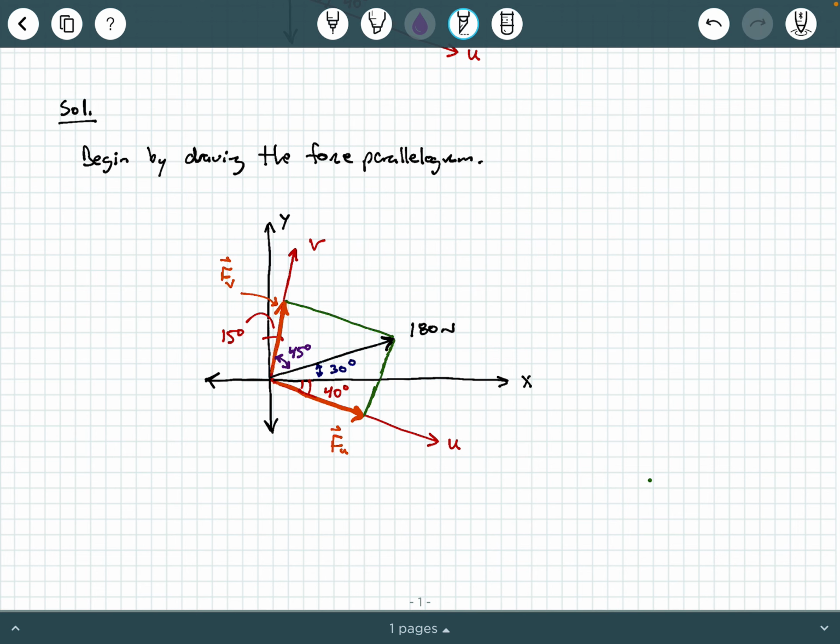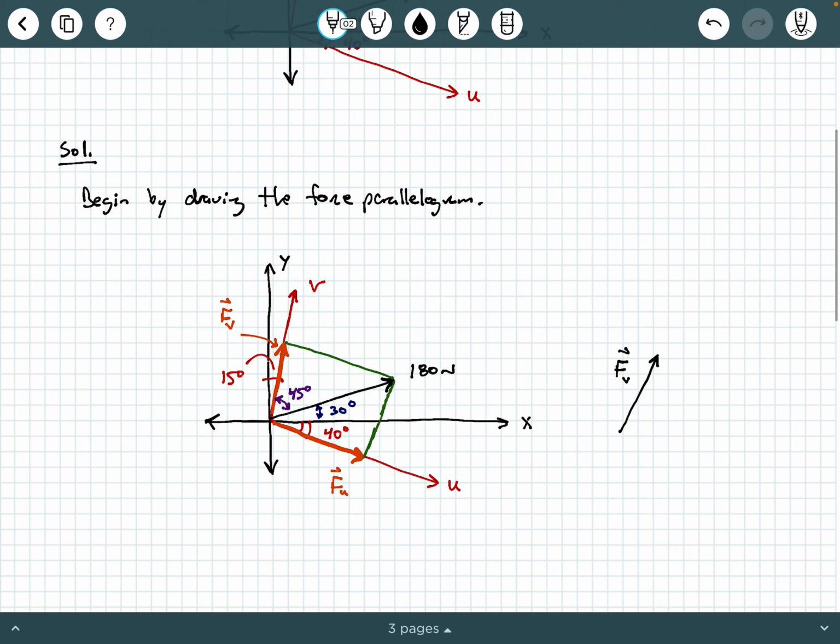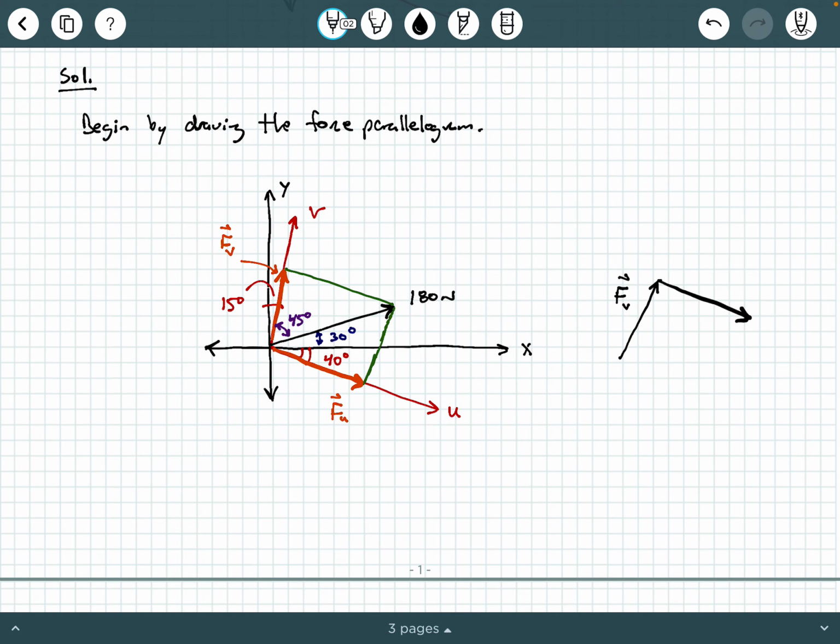When we do that, we form this top triangle by translating F sub U up to this green line right here. If I redraw this as a force triangle, I've got F sub V here, and then I'm going to draw this F sub U right here. All I did was translate this orange F sub U and superimpose it on top of this green line to create this double vector shape. And then I still have my 180 Newton vector hanging out there.